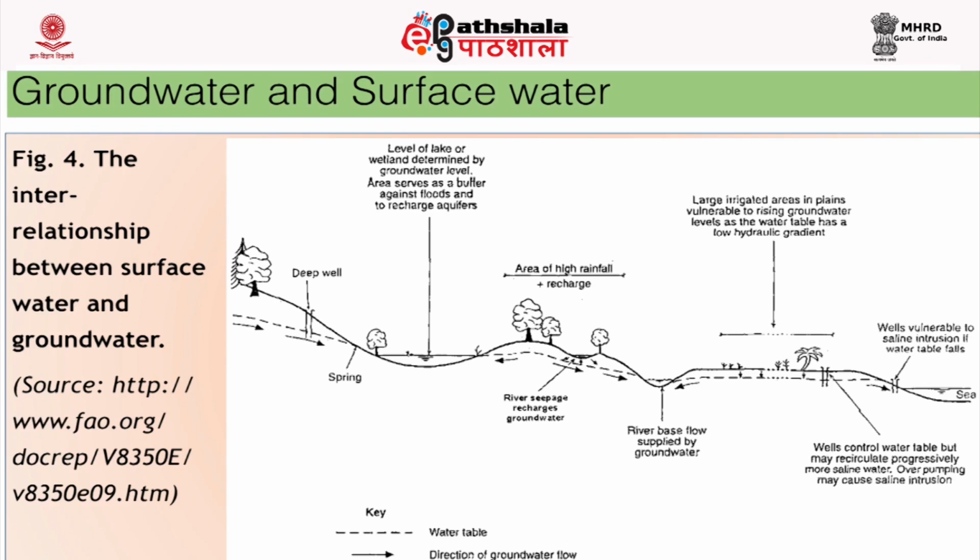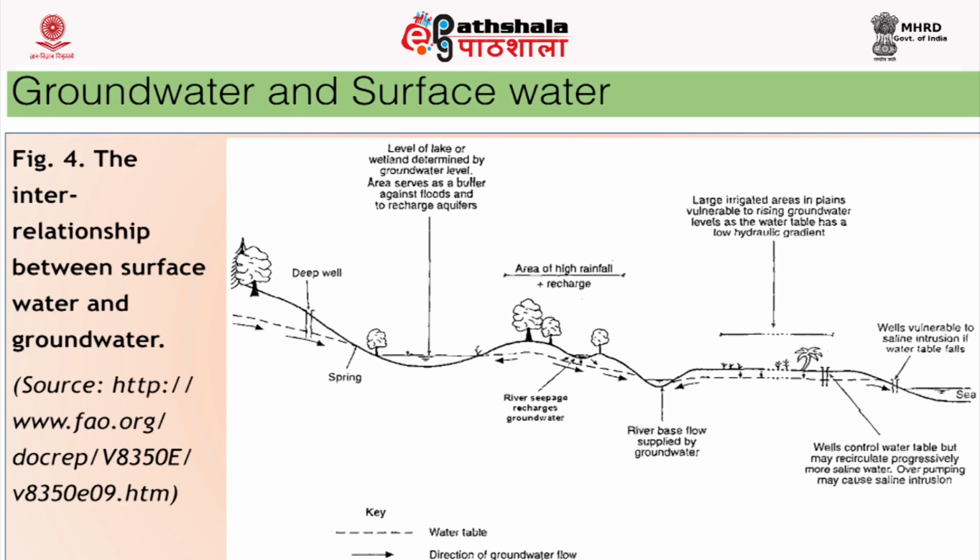For example, in the dry season, the groundwater table will go down. At that time the base flow will be reduced, or the level will be less. In the winter or rainy season, the groundwater table will increase and the base flow in the river will be higher.